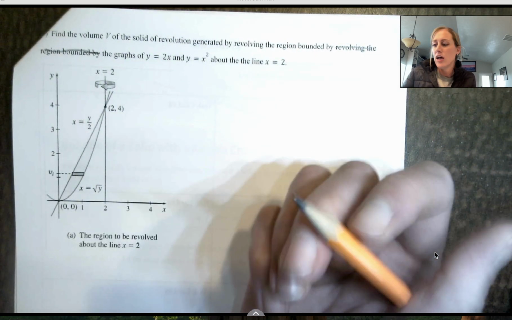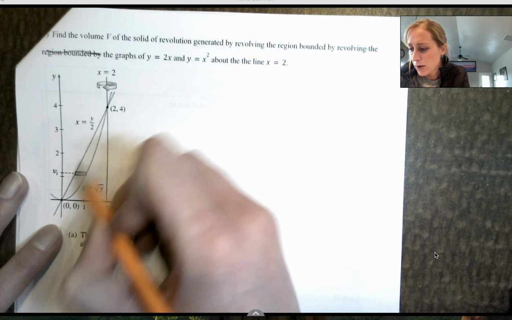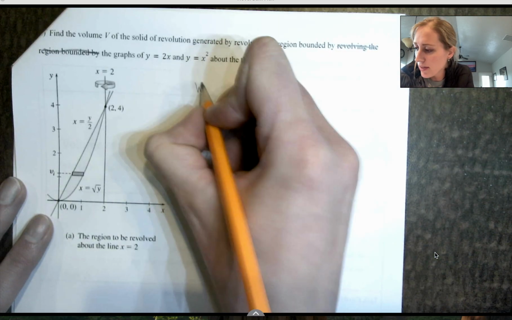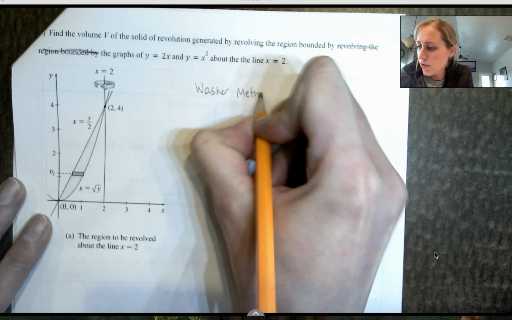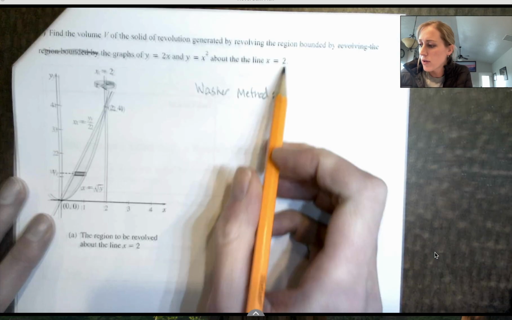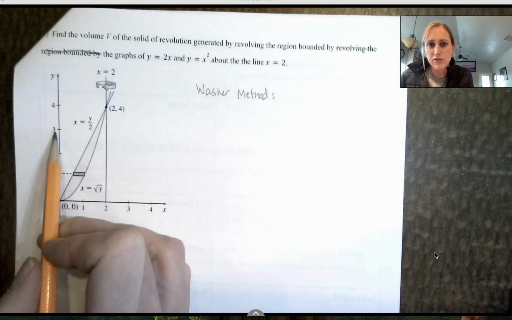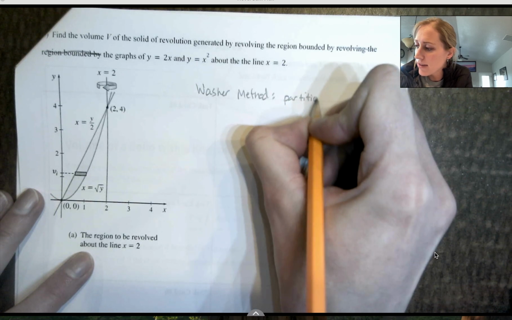So again, a couple things we got to look at. So here's the line we're revolving around. The region I care about is not fully butted up against that line, so we have to use the washer method, not the disk. And then we need to know, are we doing it with respect to x or y? So because the line x equals 2 is parallel to the y-axis, we're going to partition the y-axis.